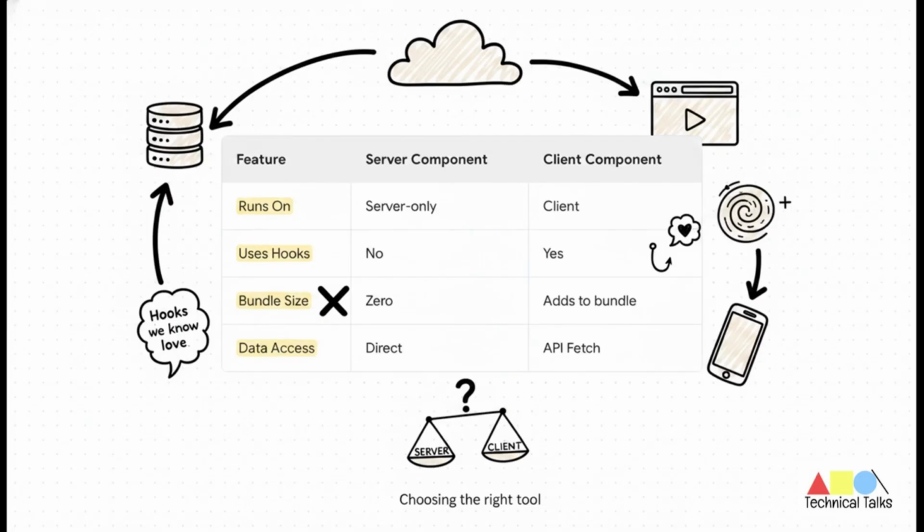And this table really breaks down the trade-offs perfectly, right? Server components, they live only on the server. That means no stateful hooks like useState or useEffect, but the upside is huge. They add 0 kilobytes to your JavaScript bundle, and they can talk directly to your database. Then you have client components. They give us all the interactive goodness we know and love, all the hooks, all the state, but their code has to be downloaded and run by the browser. So the real art of modern React development is knowing when to use which and trying to keep as much as possible on the server to make your app incredibly lean and fast.